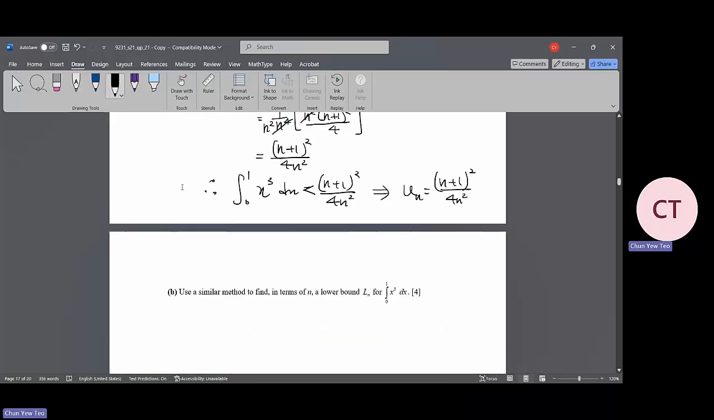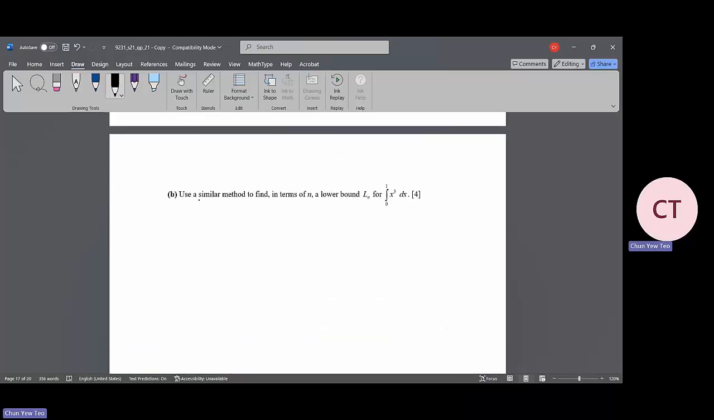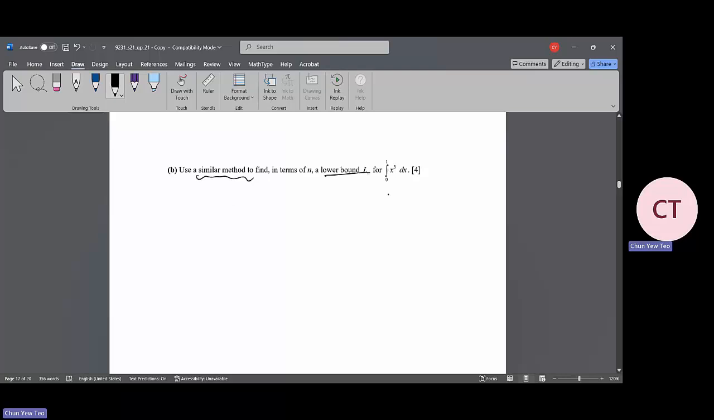Then part B, they want you to use a similar method. This time is to find the lower bound Ln. So to find the lower bound Ln, repeat the same method.